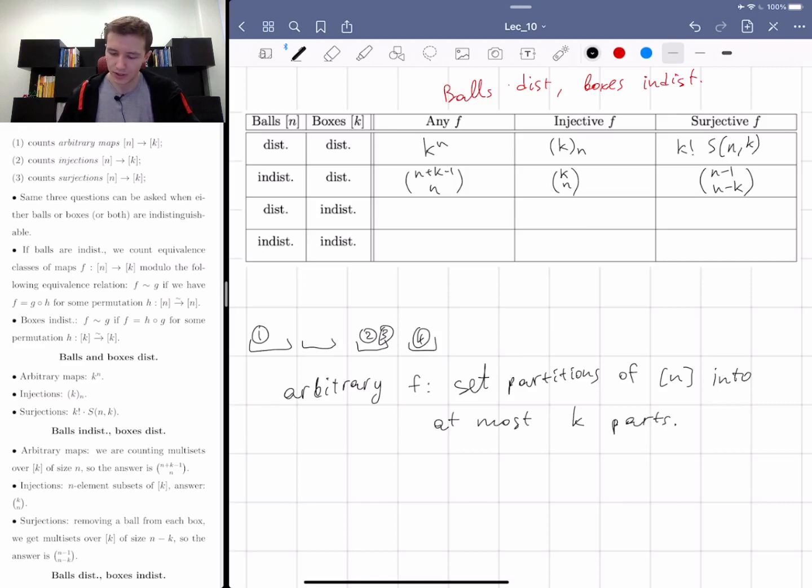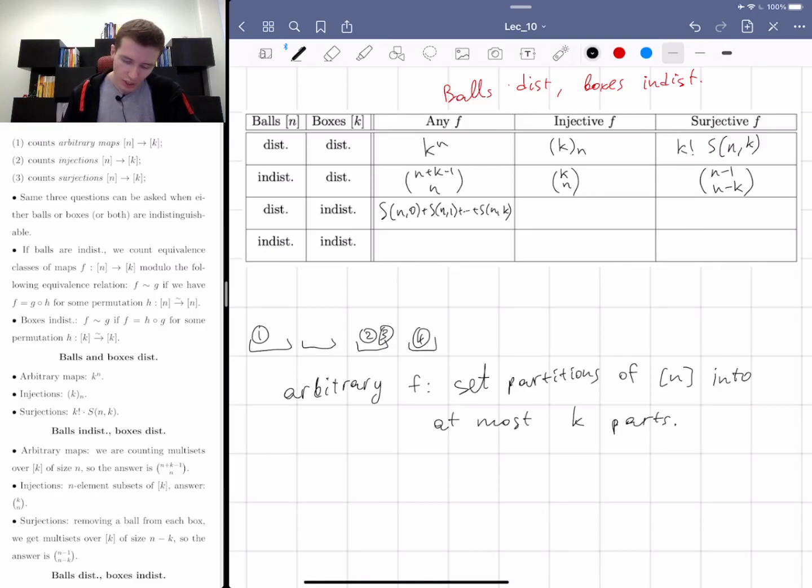So the answer is a sum of Stirling numbers. S of n comma 0 plus S of n comma 1 plus etc. plus S of n comma k. That's what you get when you put distinguishable balls into indistinguishable boxes.